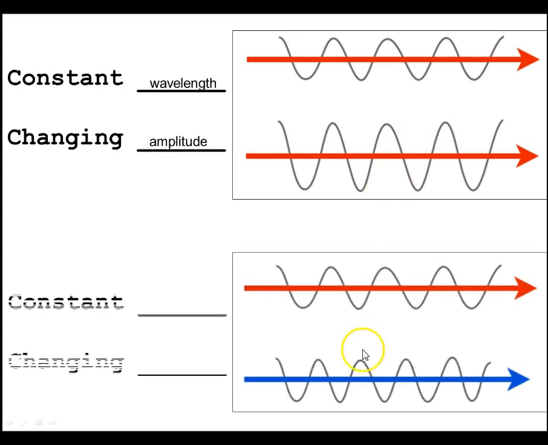This one, on the other hand, is different. The amplitude is the same. In both cases, the height from the midline to the trough or the midline to the crest is going to be the same, but it has a changing wavelength. Draw those, label those, and be able to identify those, because that will be something on the test.